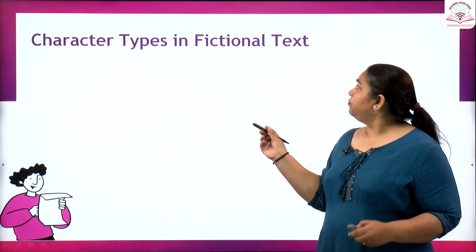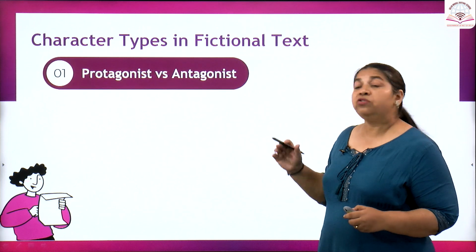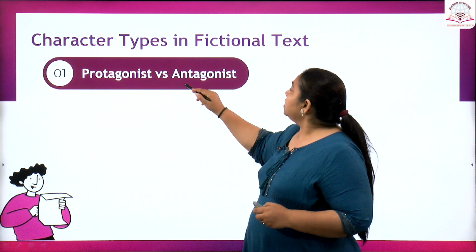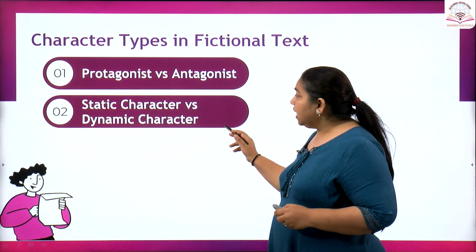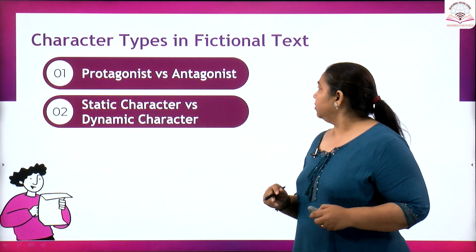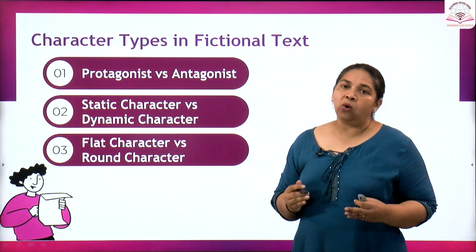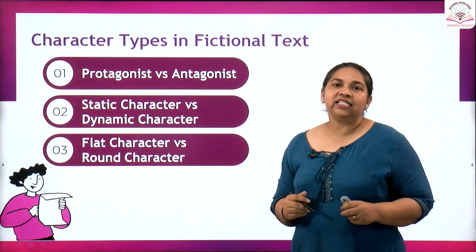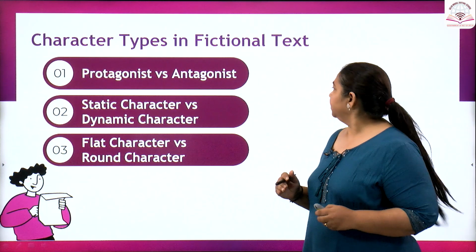Now we have different types of characters. We have divided them into three categories. First is protagonist and antagonist. The next one is static character or dynamic character. And the next one is flat character or round character. Now let's study all these types of characters one by one.